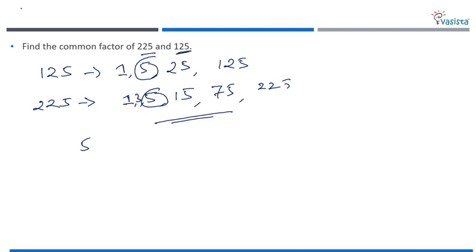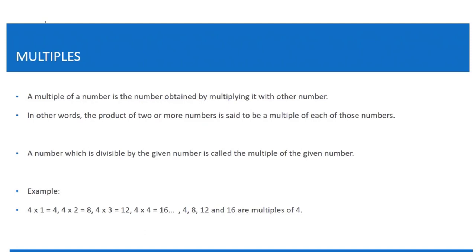Hope you understood. Let us go with multiples. A multiple of a number is the number obtained by multiplying it with another number. It's very simple. In other words, the product of two or more numbers is said to be a multiple of each of those numbers. Say for example, 4 1s are 4, 4 2s are 8, 4 3s are 12, 4 4s are 16. Here 4, 8, 12, 16 are called multiples of 4. Suppose it is multiples of 3, what happens? 3, 6, 9, 12.